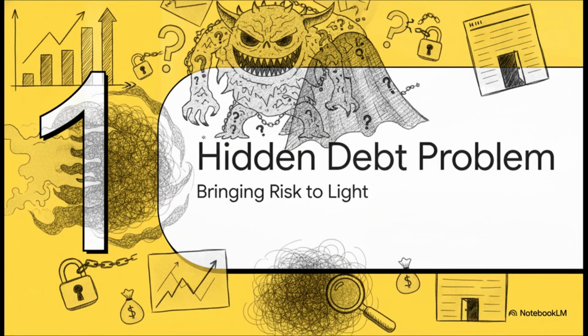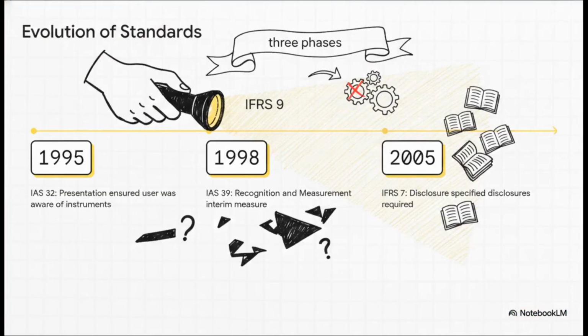Section 1, the hidden debt problem, bringing risk to light. So we have to start with the origin story. Why do we even have these incredibly detailed rules for financial instruments in the first place? Well, historically, the main villain was off-balance sheet finance. Before these standards came along, it was basically impossible for users of financial accounts to figure out the true nature, the amount, or the actual cost of a company's debt. I mean, vast amounts of risk were literally invisible to the everyday investor.